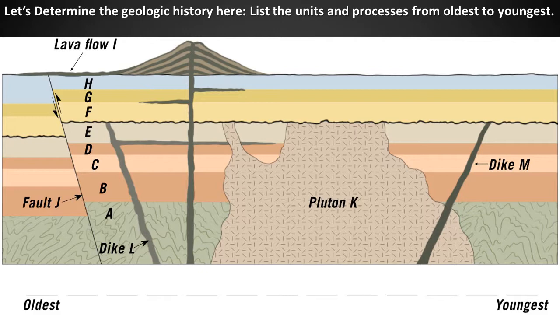Let's determine the geologic history here. List the units and processes from oldest to youngest, and consider the basic principles we geologists use for relative time. The principle of superposition, cross-cutting relations, the principle of original horizontality, the three types of unconformities, and the principle of lateral continuity. Write down your interpretation for the geologic history based upon your knowledge of the basic principles as they apply to the drawing here.